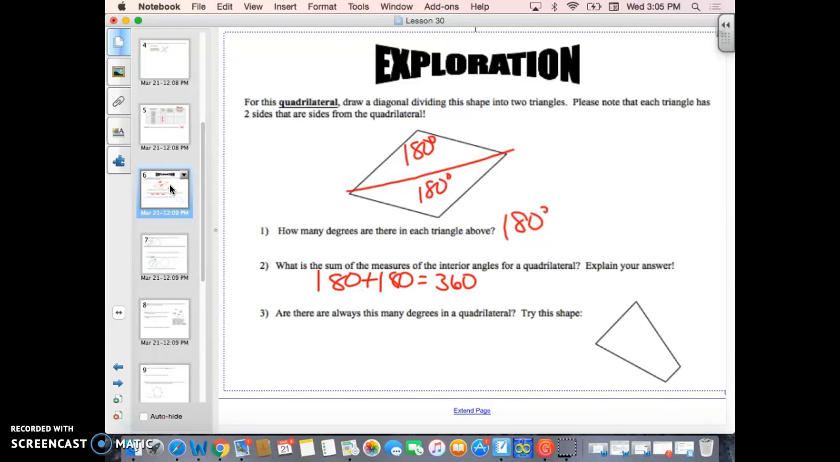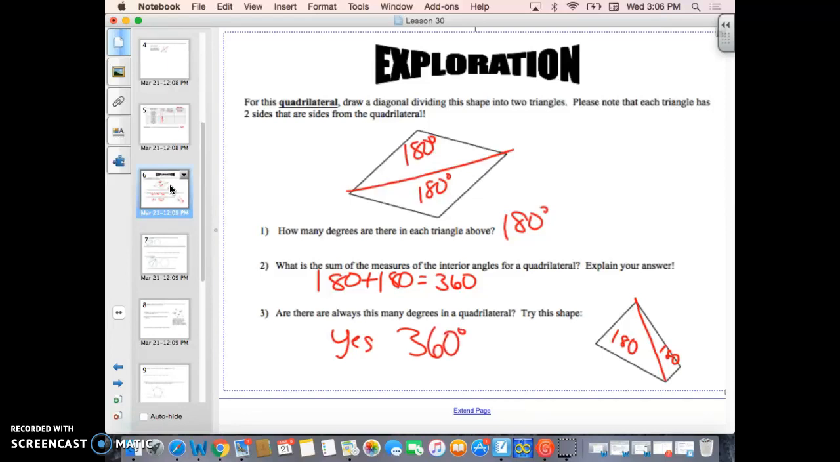And so is this always the truth? Well, let's try this one. If I cut this shape in half, and it doesn't matter how you cut it, I have now made 2 triangles. They're not equilateral triangles, but it doesn't matter, because this one's going to have 180 degrees, and this one's also going to have 180 degrees. So yes, it's always going to be true. No matter what quadrilateral you have, the interior angles will always add up to 360 degrees.